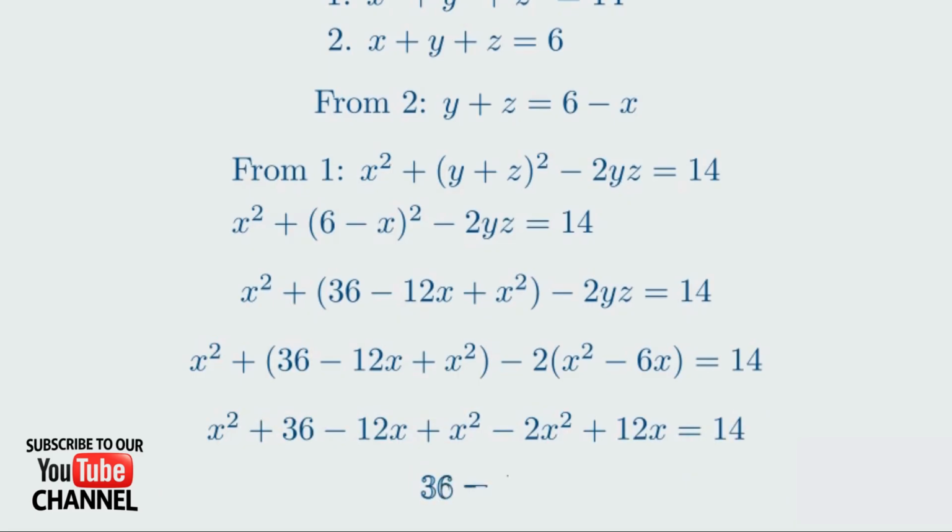Wait, this is the exact same contradiction we had before. We have proven that if our original system of equations has a solution, then 36 must equal 14. This is a mathematical impossibility. A contradiction means our initial assumption that a solution exists must be false. Therefore, we can conclude that the system of equations has no real solutions.